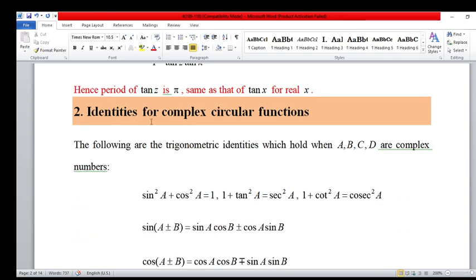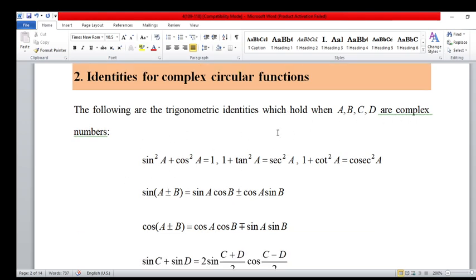Now identities for complex circular functions. Again, complex circular functions are sin z, cos z, tan z. So the following are the trigonometric identities. We hold a, b, c, d are complex numbers, so a, b, c, d mean their angles. So sin²a plus cos²a is equal to 1. This is the well-known formula. sin²θ plus cos²θ is equal to 1.